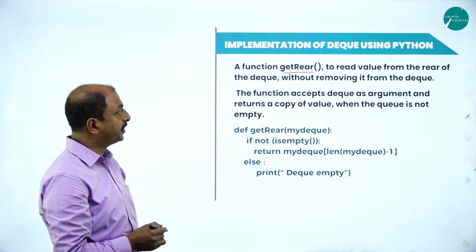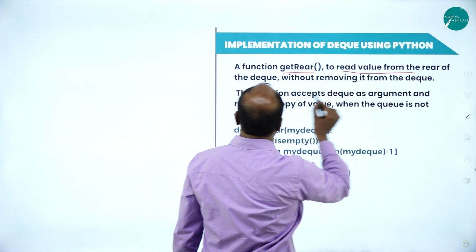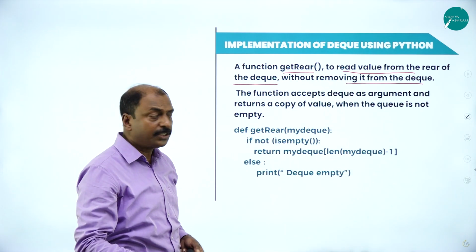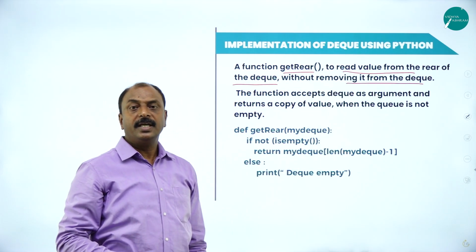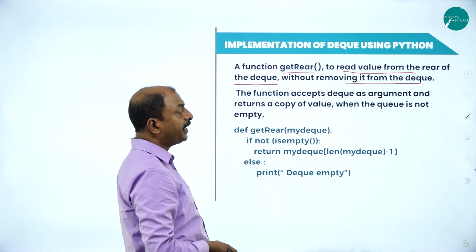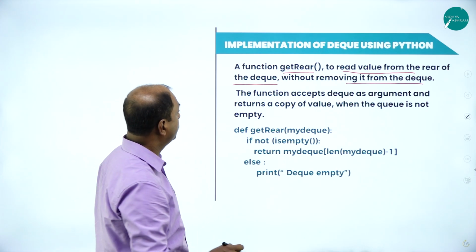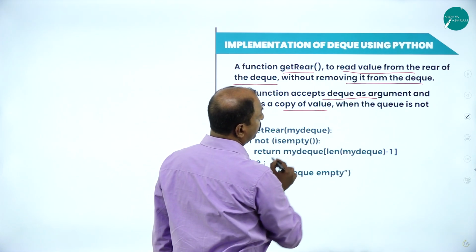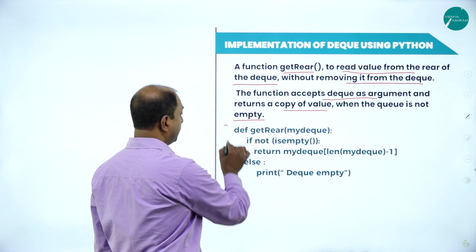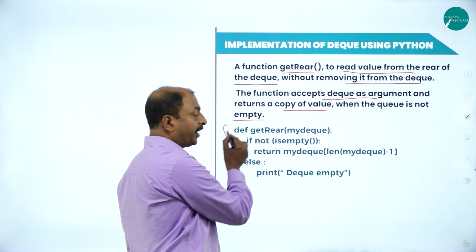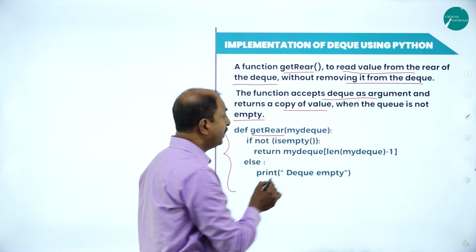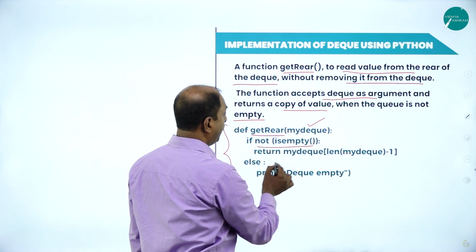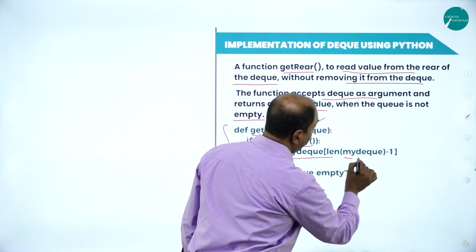The get rear function reads the value from the rear of the DQ without removing it from the DQ. So this is another operation, the get rear function, to read the element at the rear pointer, but it is not going to remove it from the data structure. The function accepts the DQ as the argument and returns a copy of the value when the queue is not empty. Def, we are defining a function. Get rear is the name of the function. my_dq is the name of the DQ, and if not is_empty, return my_dq[len(my_dq) - 1].